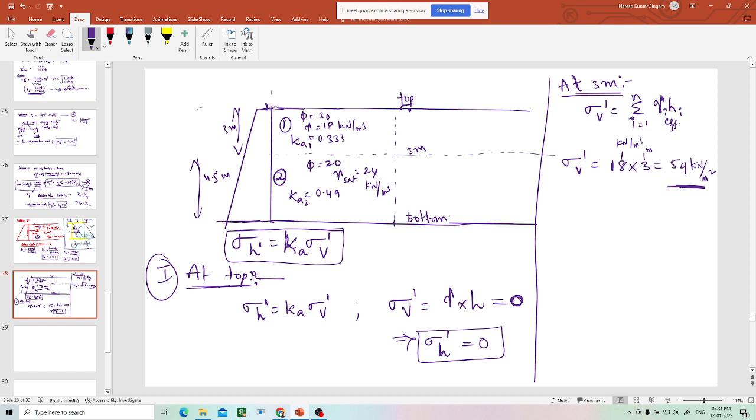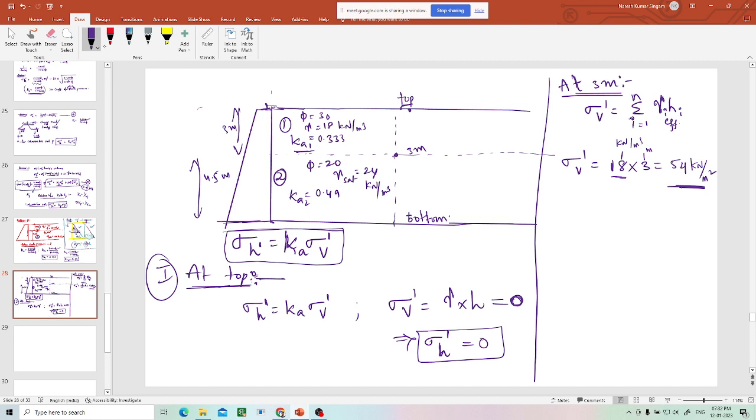At that position, 3 meters. Now what should I find out? My thing is sigma h dash, but how will it vary at 3 meters itself? That I'll tell you, because at 3 meters there are two values. One value is having Ka1, another value is having Ka2. So it is changing. Somebody may ask me why you have taken 18, why not 24 at this point? Because above this point the gamma value is 18. Due to that gamma, you will get the stress. You will not get any stress due to this bottom layer.